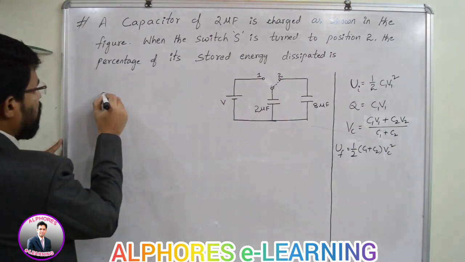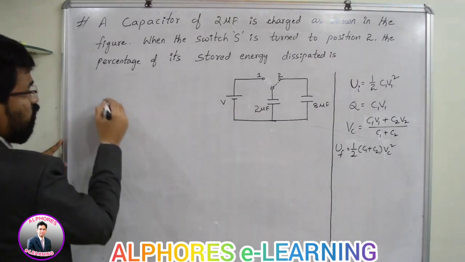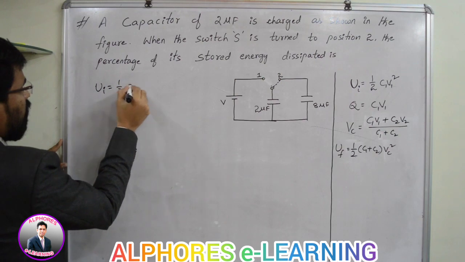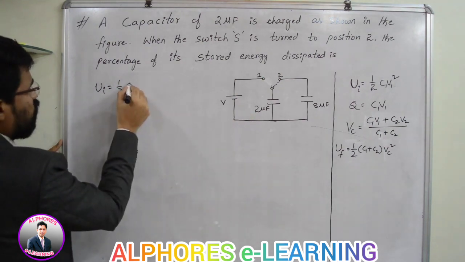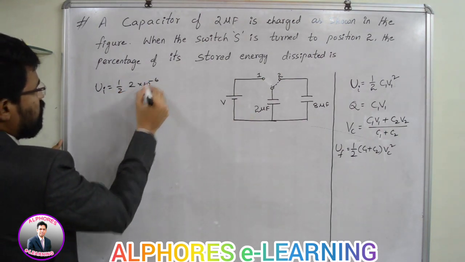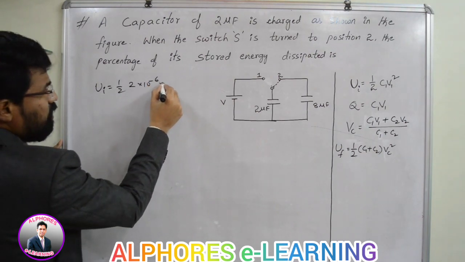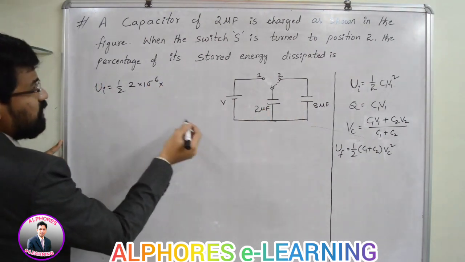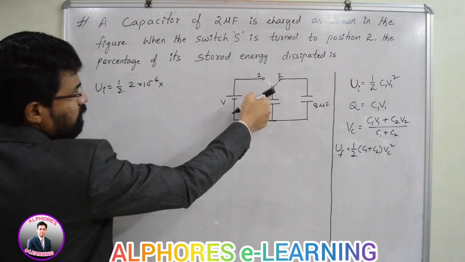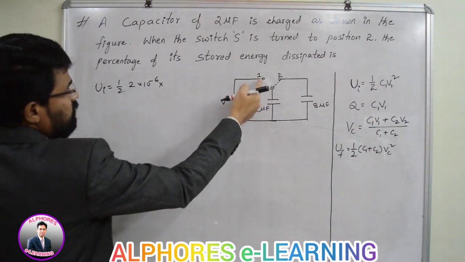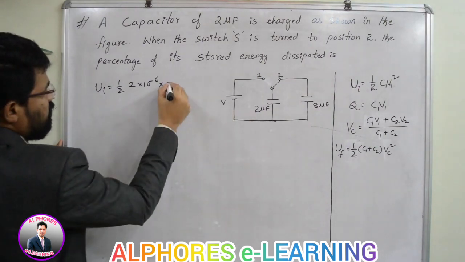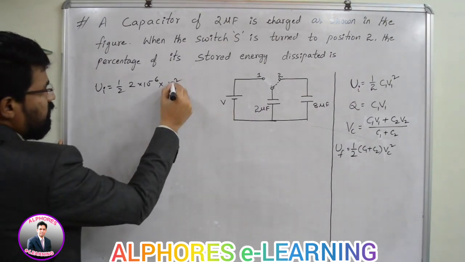Let me first calculate the initial energy stored in this 2 microfarad capacitor. It can be expressed as Ui is equal to half C1 V1 square. C1 is 2 microfarad, that is 2 into 10 power minus 6. What is the potential across this capacitor? Initially, when the switch is connected with 1, the potential across this capacitor is V. So you can take it as V square.